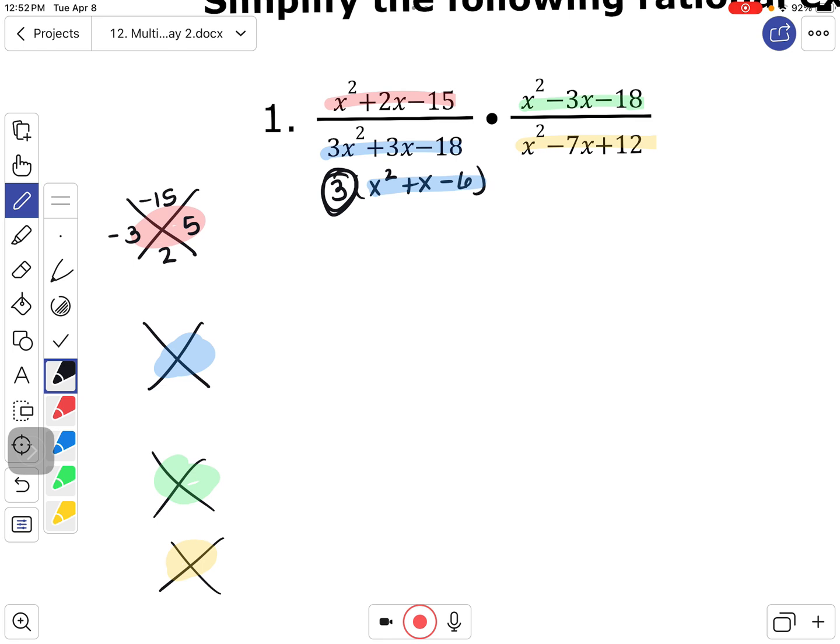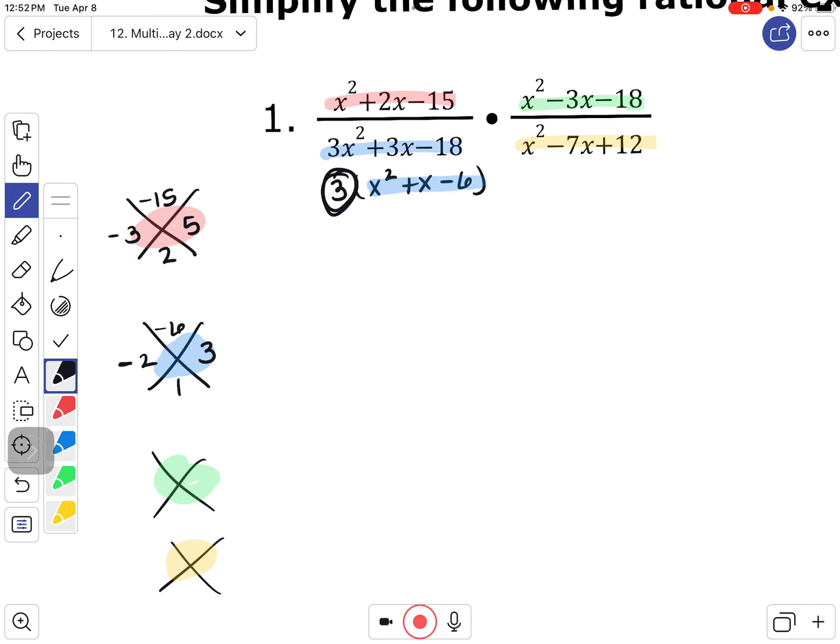Okay, so I'm going to put a negative 6 on top, and if there's no number in front of that x in the middle, your c value is going to be a 1. So if I have a negative 6 and 1, two numbers that multiply to 6 are 2 and 3, and if it's a negative 6 and a positive 1, I'm going to want my 2 to be negative.